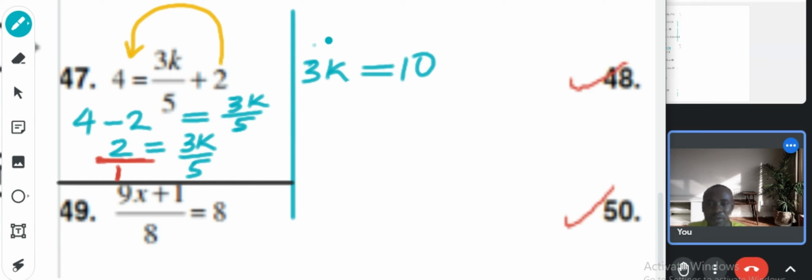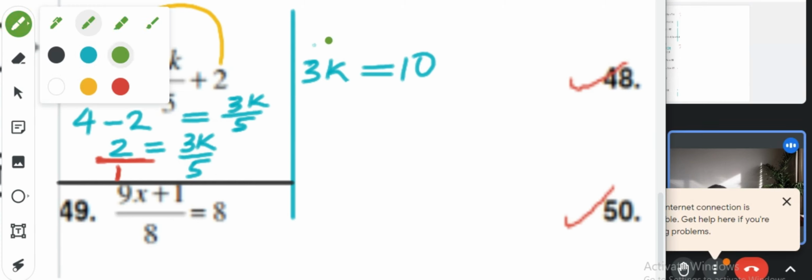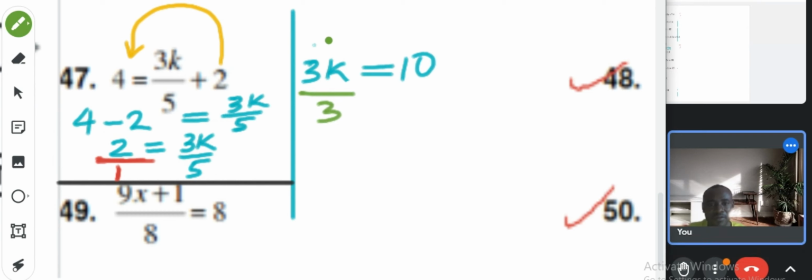What do I do at this point? Divide by 3. I divide everything by 3, so I have 3 over 3. So what will be left? 3 will cancel out 3. I'll be left with k, isn't it?